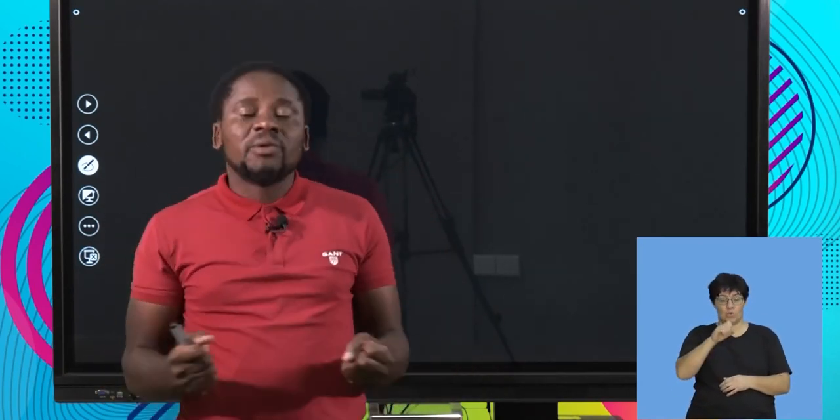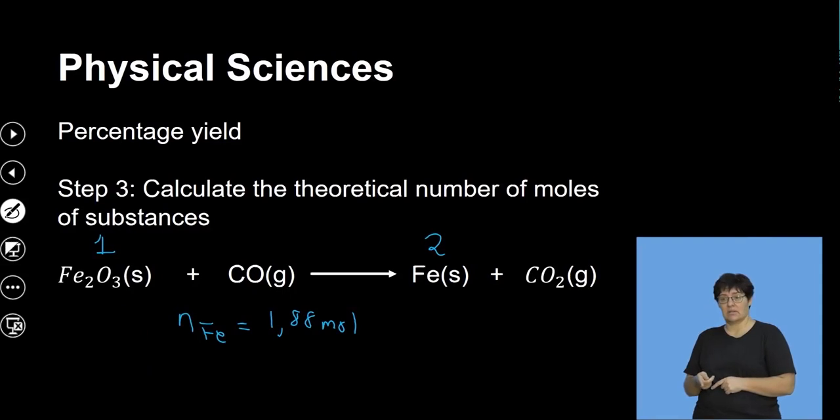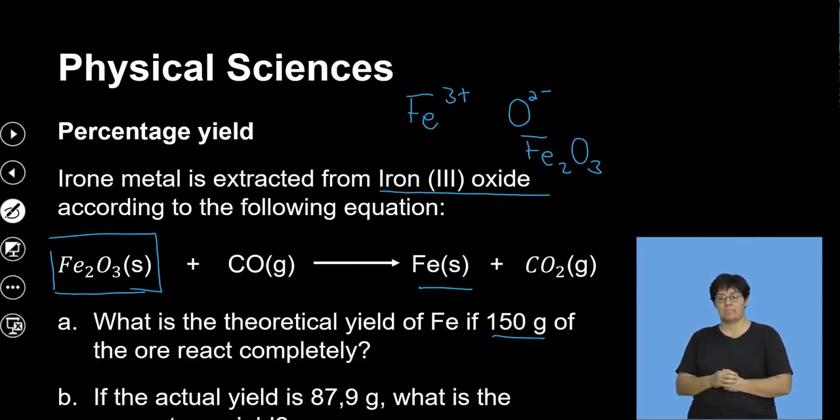In terms of calculations, if this is the number of moles in which these substances react, we use that stoichiometric mole ratio to determine the theoretical yield. So the theoretical yield is what is expected. But if we go back to that question very quickly, we are told at the end, before we looked at those steps, that if the actual yield is 87.9 grams, what is the percentage yield? So we must express this as a percentage of the theoretical yield.